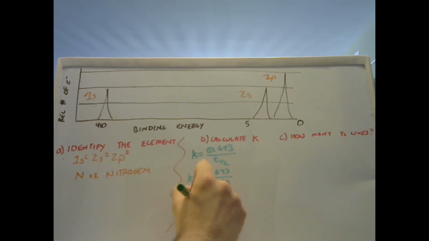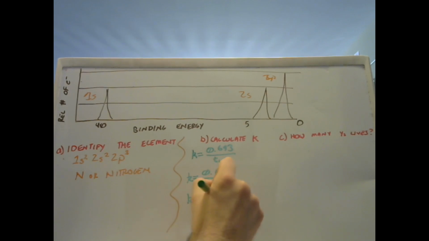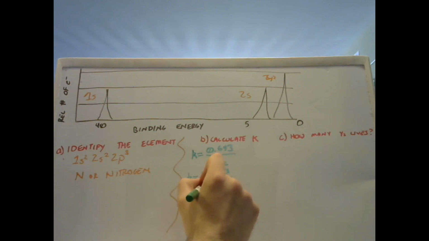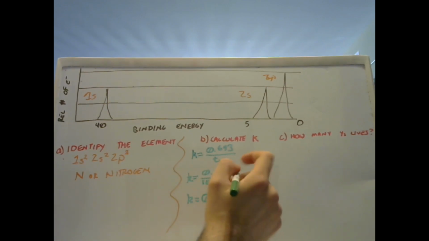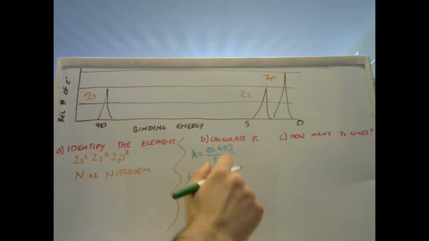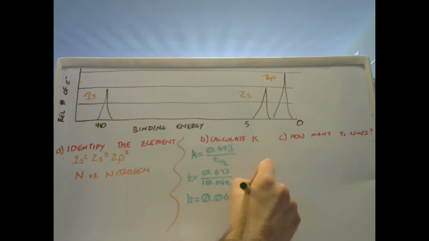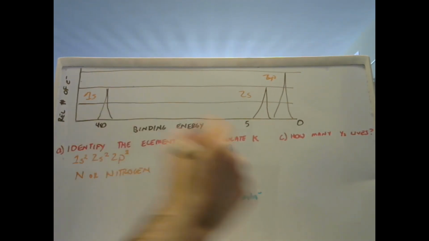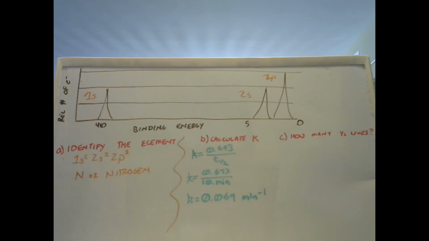Continue on. This will give us 0.069. We stop there because 0.693 divided by 10, which is only 2 sig figs, means we only go to 2 sig figs. But what about our units? Well, it's in minutes originally. Now it's 1 over minutes. So it's minutes to the minus 1. But that's super simple, super easy.